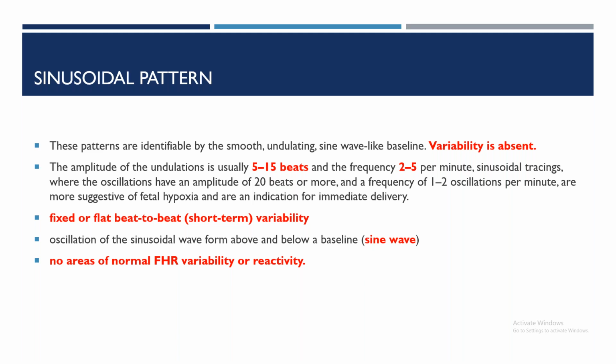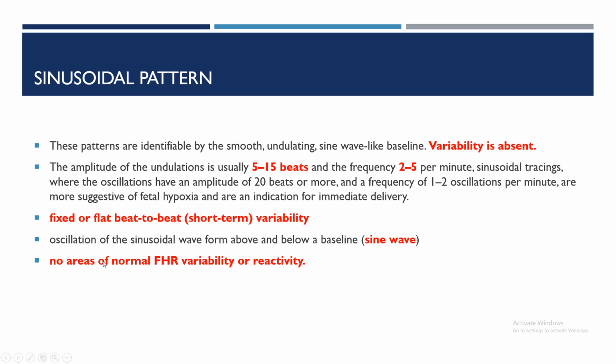And when these oscillations have an amplitude of 20 beats or more and frequency is 1 to 2, this is more suggestive of fetal hypoxia, and it is an indication for immediate delivery. So when the true sinusoidal pattern has a frequency of 1 to 2 and the amplitude becomes around 20, it is more suggestive of fetal hypoxia. Usually a sinusoidal pattern is suggestive of hypoxia, and you need to do immediate delivery. So here it is fixed or flat.